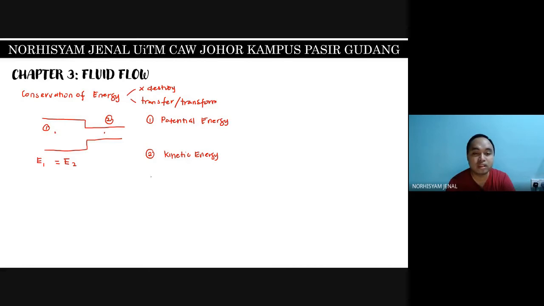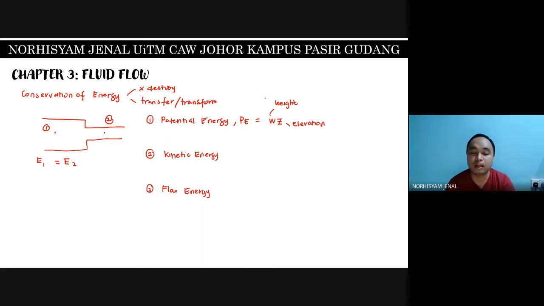Okay, and number three is called flow energy. So, potential energy, PE. The equation for it should equal W multiplied by Z. W is weight, Z is elevation.